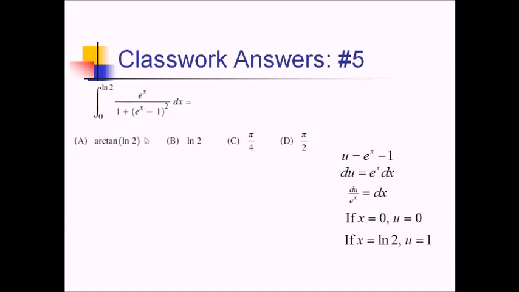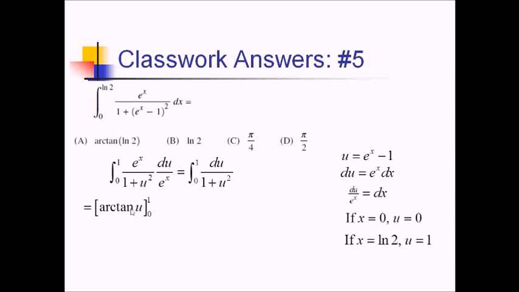Putting it all back together, we've got the integral from 0 to 1 of e to the x over 1 plus u squared, and then we have du over e to the x. So our e to the x's are going to cancel neatly. And I still need to figure out, though, the antiderivative of 1 over 1 plus u squared. But you might recognize this pattern. This is actually going to be arctan if you take the antiderivative. So I'm then going to have arctan of u evaluated from 0 to 1.